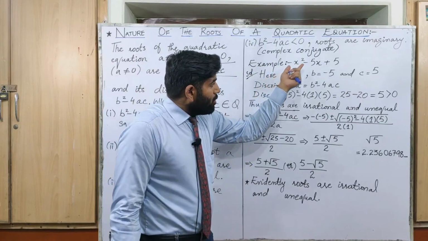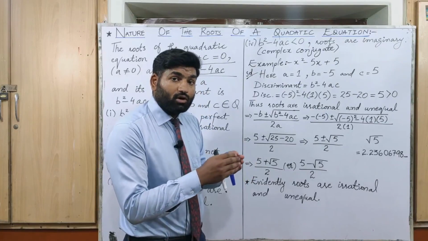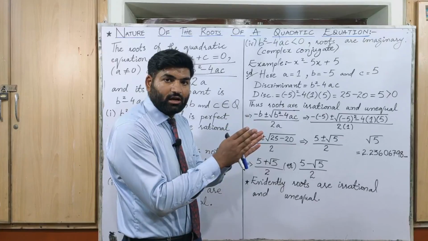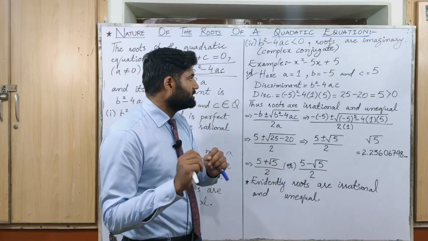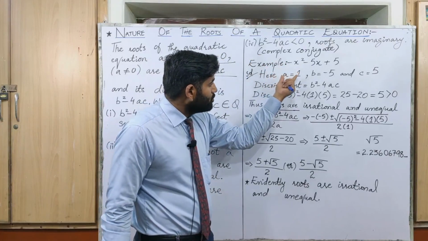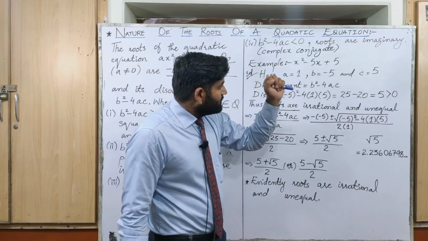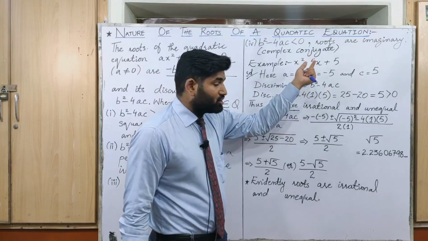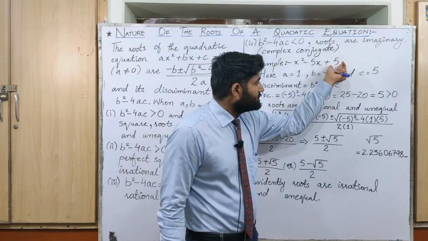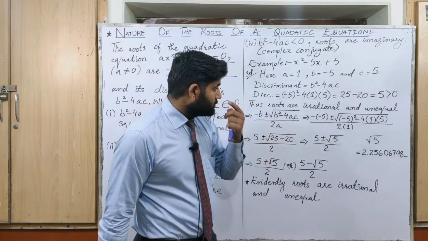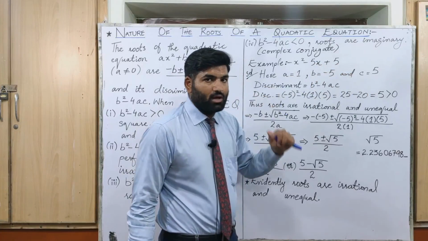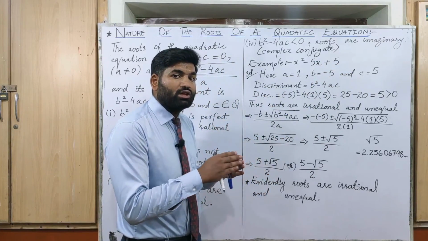Now what do we first want to know? We want to know the coefficients. Coefficient of what? Coefficient of x square, coefficient of x, and the constant term. So the coefficient of x square is a, which is equal to 1 in this equation. The coefficient of x is minus 5, which is b, and the constant term is 5, which is c. So we know that a is equal to 1, b is equal to minus 5, and c is equal to 5.